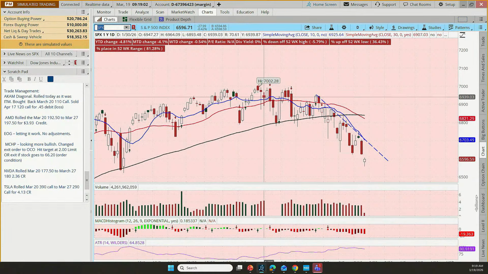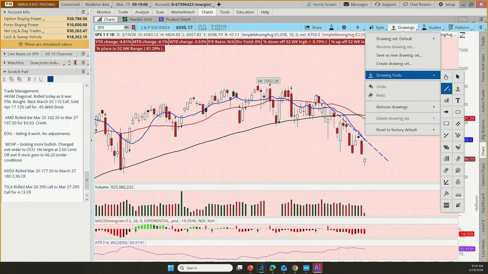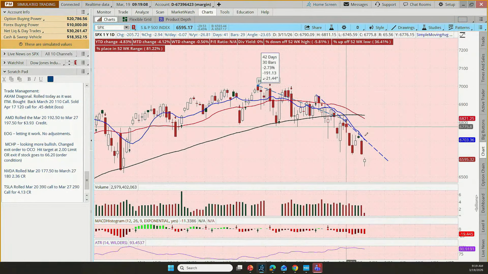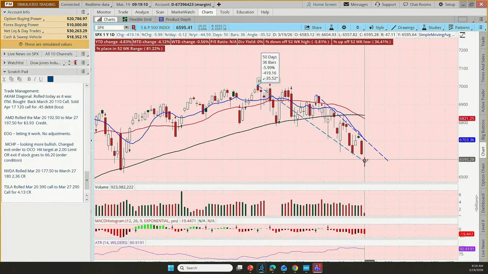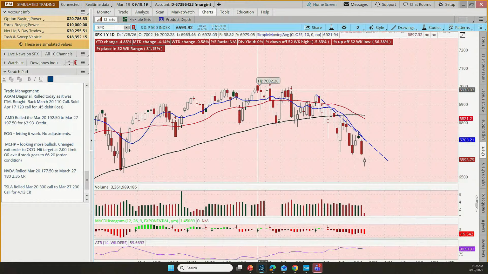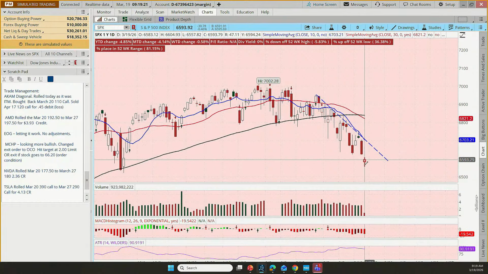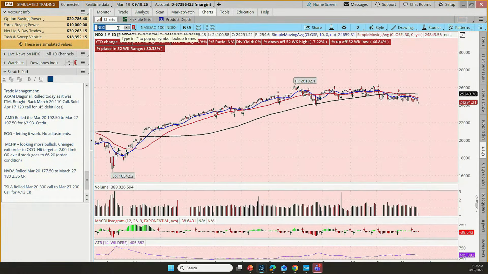And when we look at our pullback here, we're down between 5.5% and 6% off the highs. And today, down 0.5%, gap down on the open, trying to rally. And the NASDAQ is similar, right?